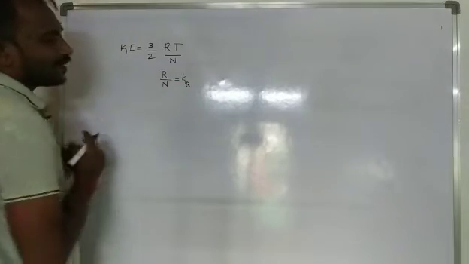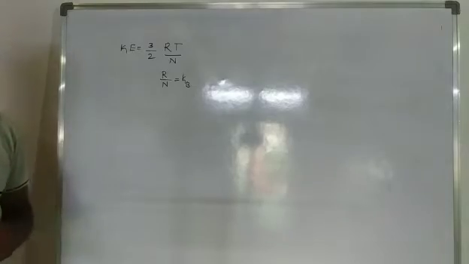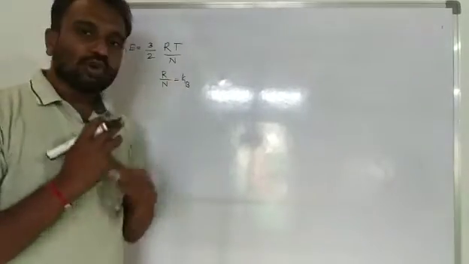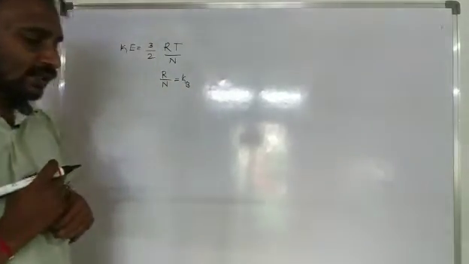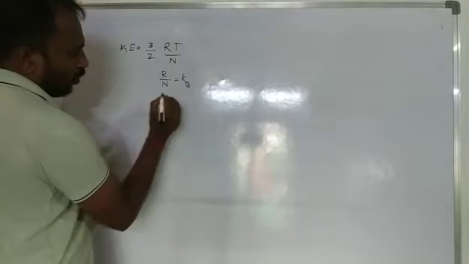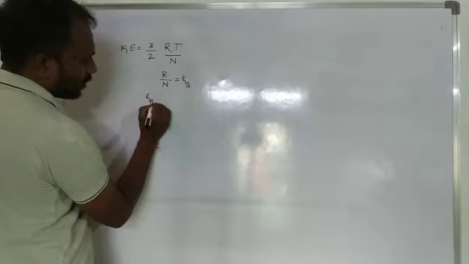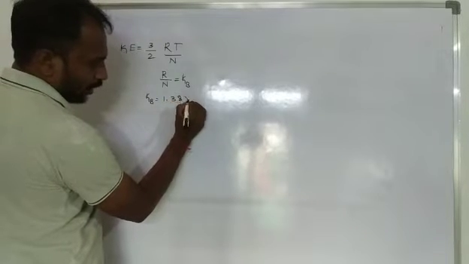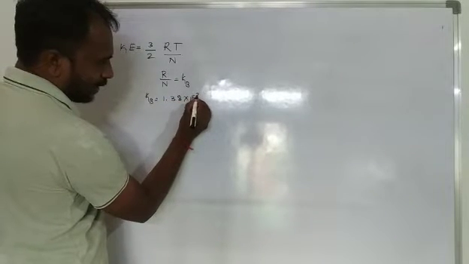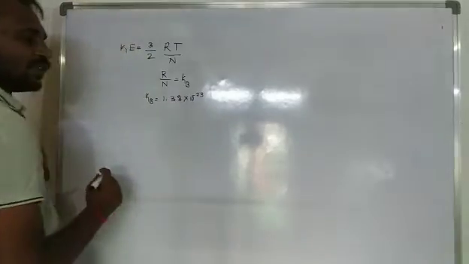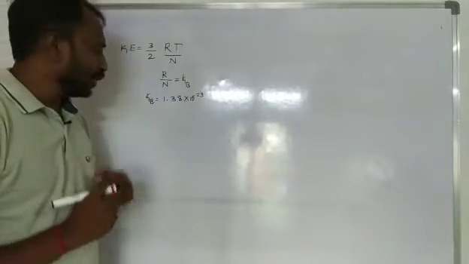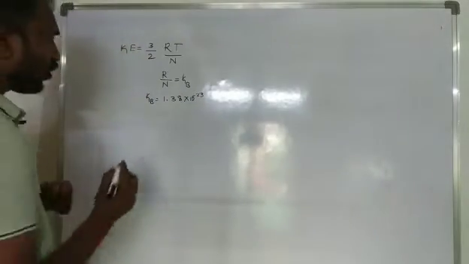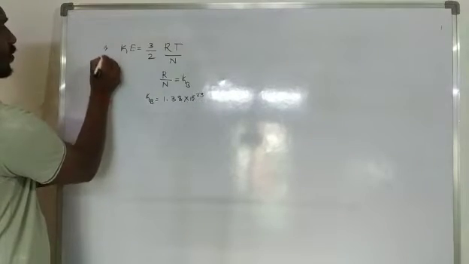Kb is nothing but the Boltzmann constant. So the value of the Boltzmann constant Kb is equal to 1.38 into 10 power minus 23. So this is the Boltzmann constant value. And this is the first formula.